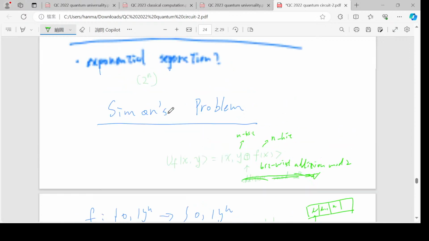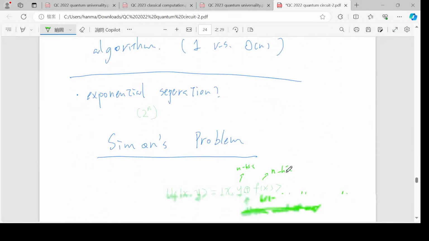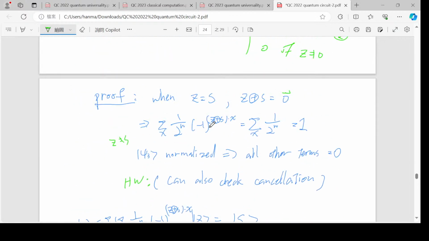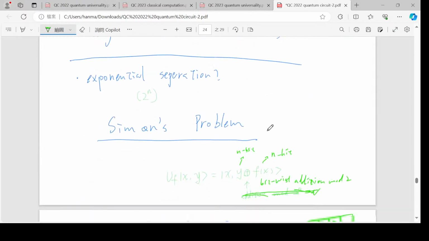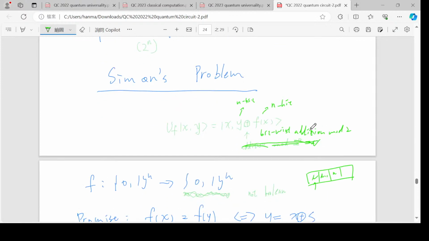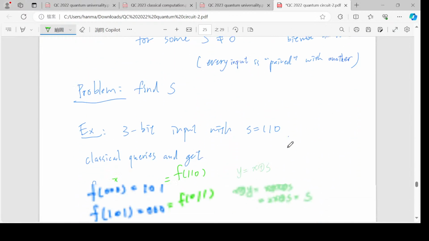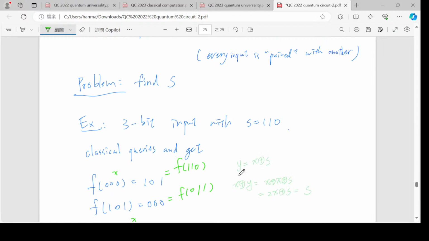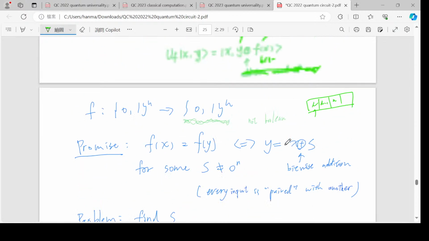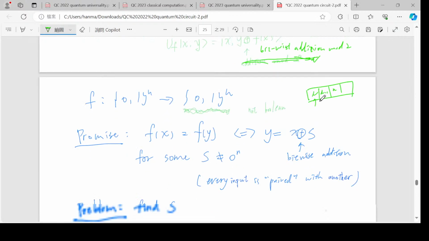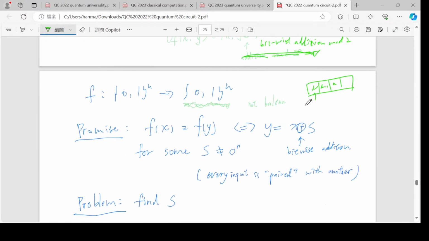Let's make the symbol consistent. So the ⊕ means you do bitwise addition on every bit. With this notation, if you do this bitwise addition twice of the same thing, it will become the same thing back. Anyway, that's bitwise addition. And let's go back to Simon's problem.